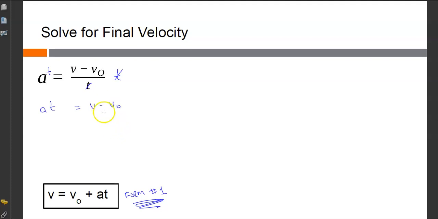Okay, I'm one step closer. I got rid of the t. Now I need to get rid of that minus v naught, the subtracted v naught. The opposite of subtraction is addition.